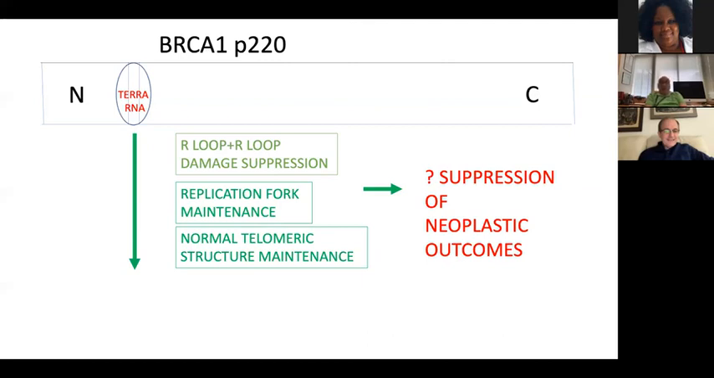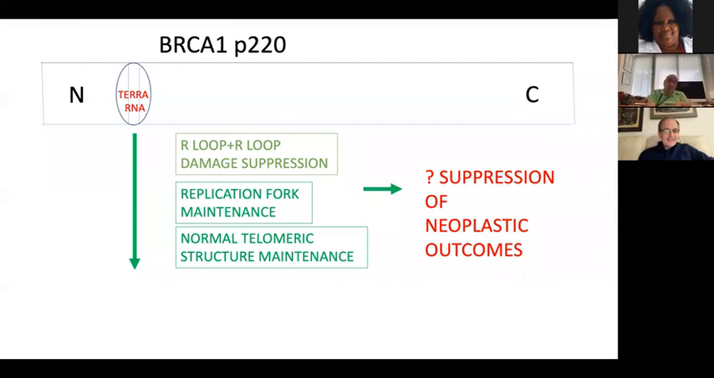It correlates with replication fork maintenance, that is, a suppression of replication stress, an example of which I showed you a few moments ago, and is associated with normal telomere structural maintenance. The ends of chromosomes don't get eaten away.